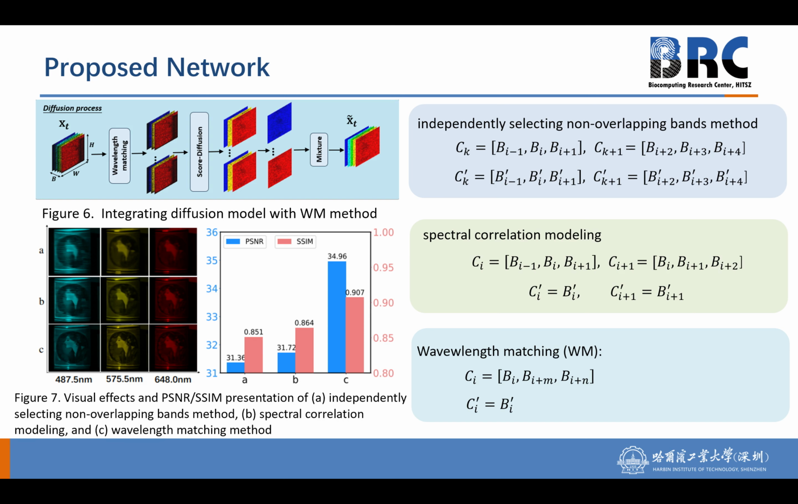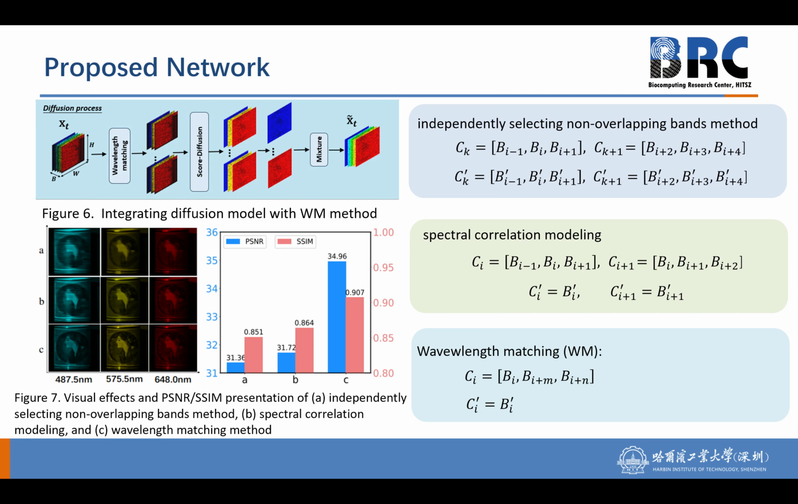In order to solve the problem of mismatch in the number of bands and wavelengths, we adopted 3 different methods for testing. The first is the non-overlapping bands method. For example, we sequentially select 3 non-overlapping bands, Ck and Ck+1, to be fed into the diffusion model, and then we get the reconstructed 3 bands, so that we only need to run the diffusion 10 times to get the reconstructed hyperspectral data. However, this method neglects the data correlation modeling in multispectral data.